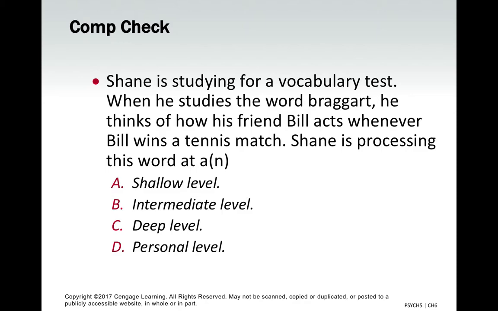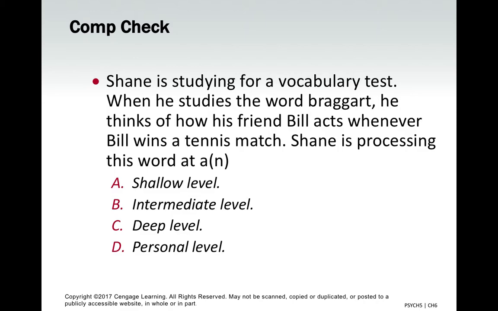Shane is studying for a vocab test. When he studies the word braggart, he thinks of how his friend Bill acts whenever Bill wins a tennis match. Shane is processing this word at A, shallow level, B, intermediate level, C, deep level, or D, personal level. Go ahead and write your answer down, pause the video, and come back in just a moment.